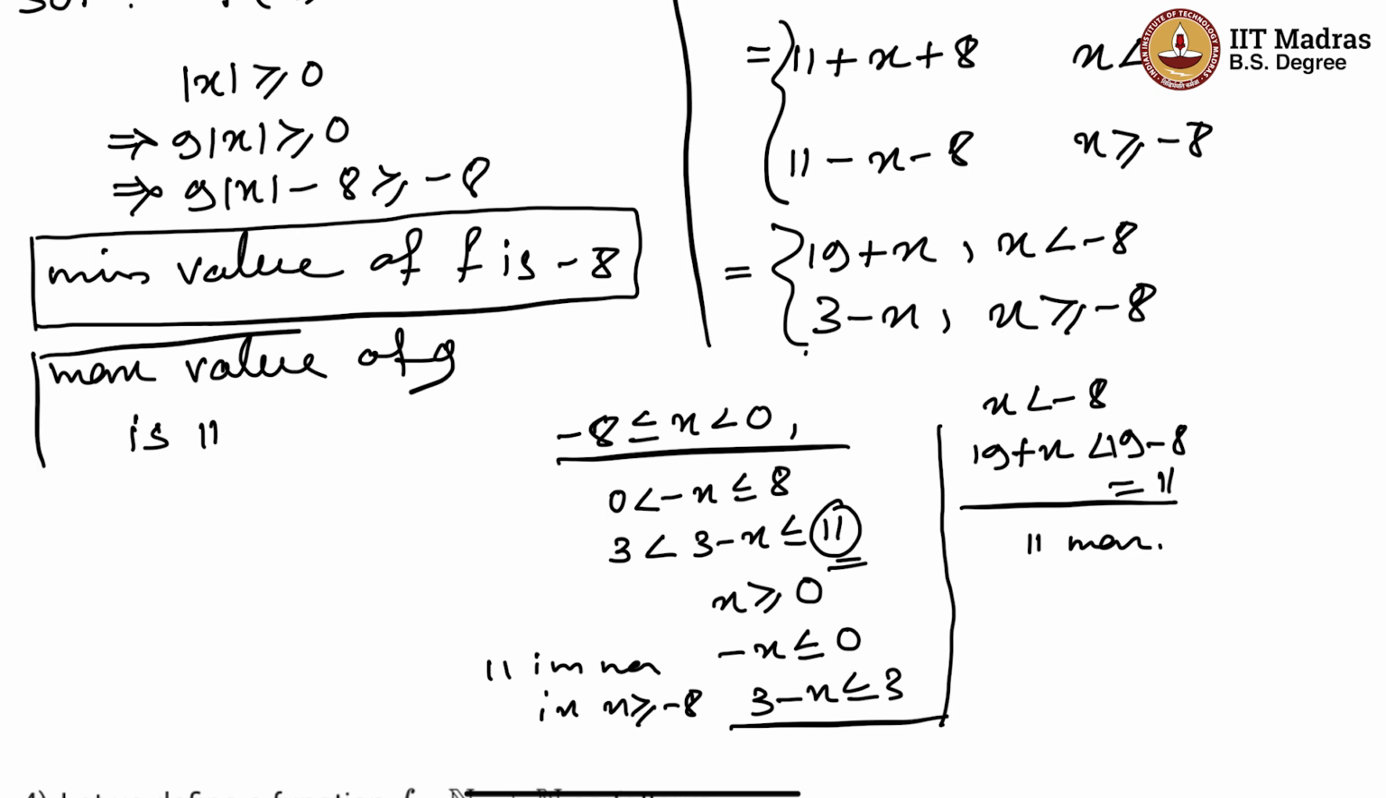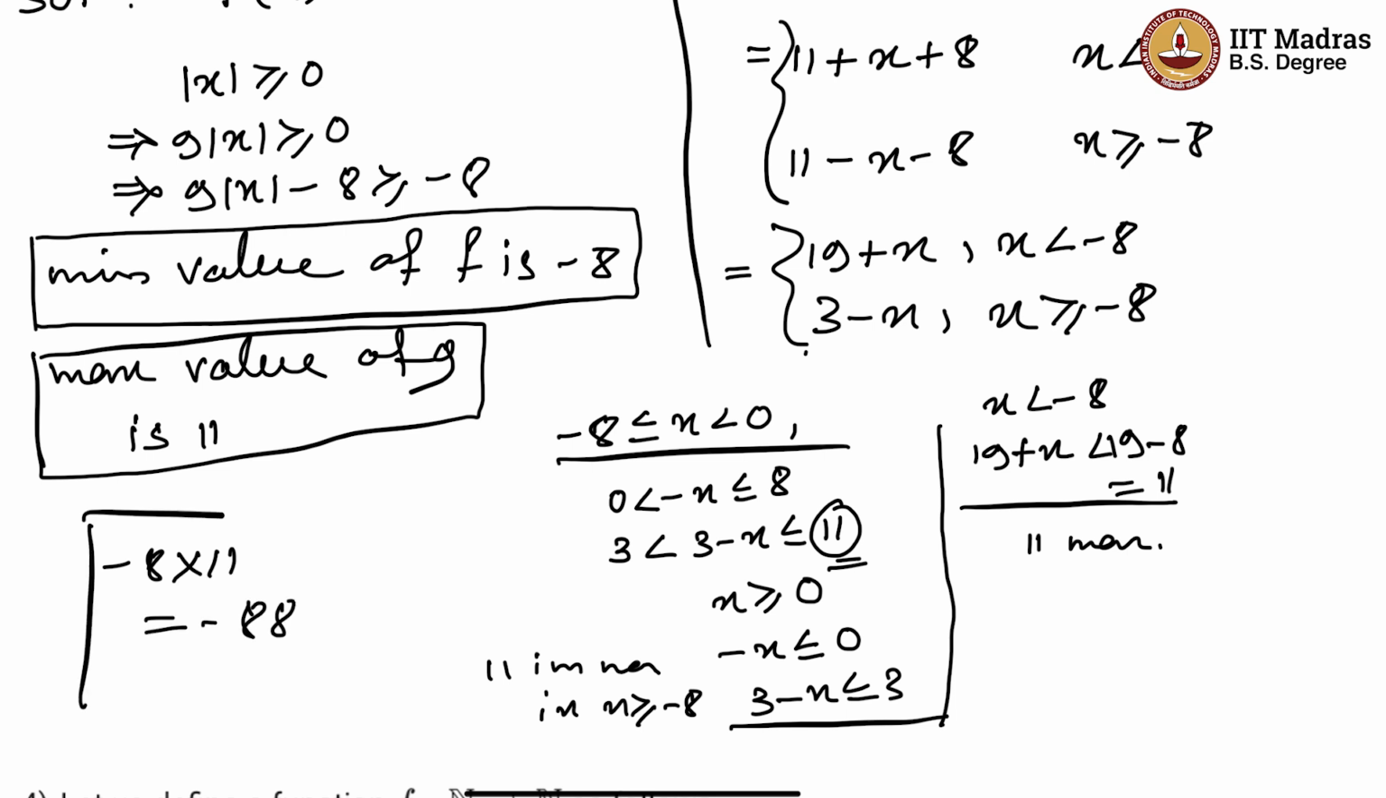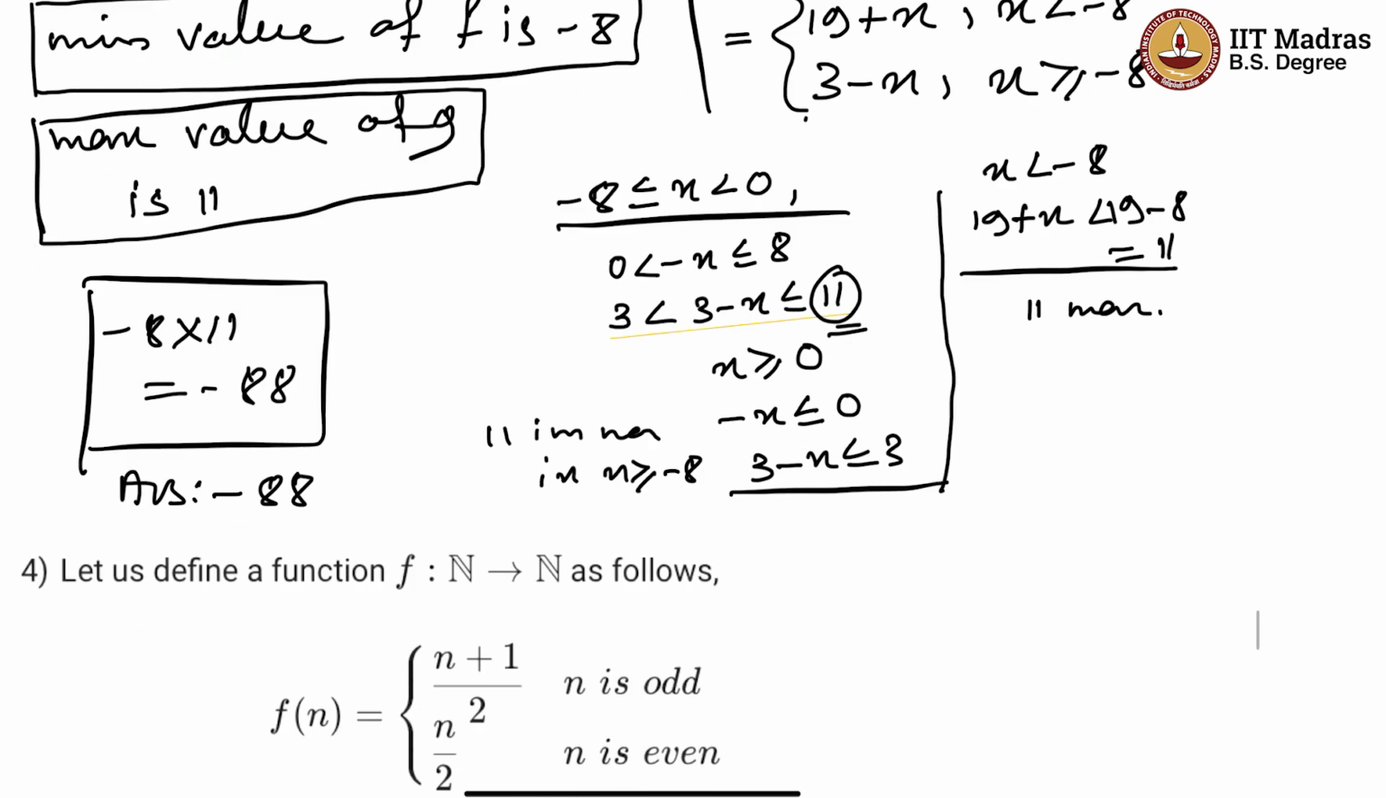So we got the maximum value of g and the minimum value of f. Now we can simply multiply these two. Then it will be -8 times 11, which is -88. So this is our answer. Let's now move to the next question.